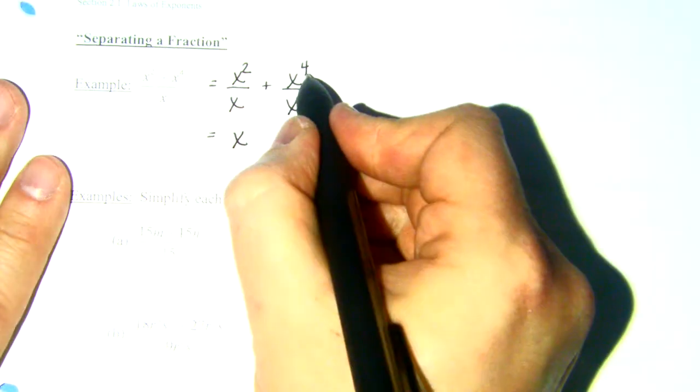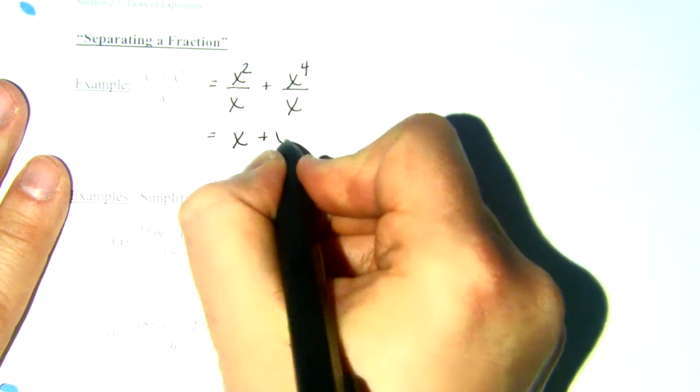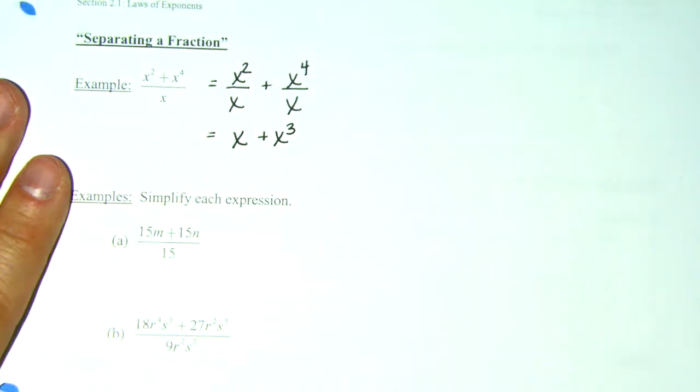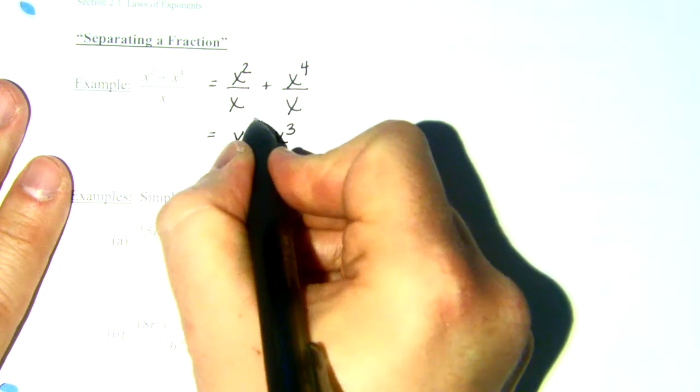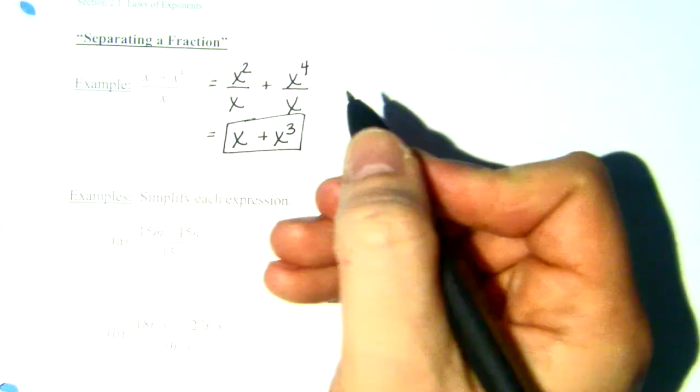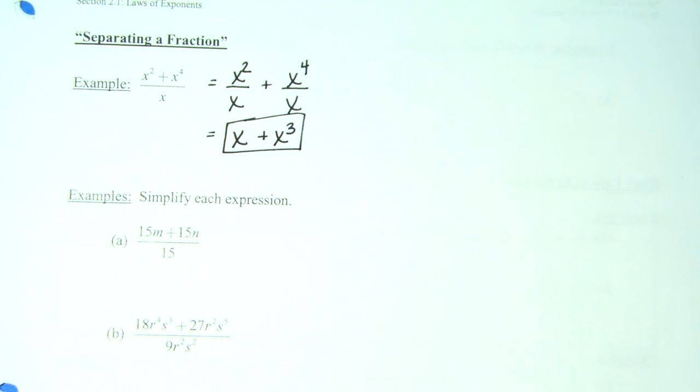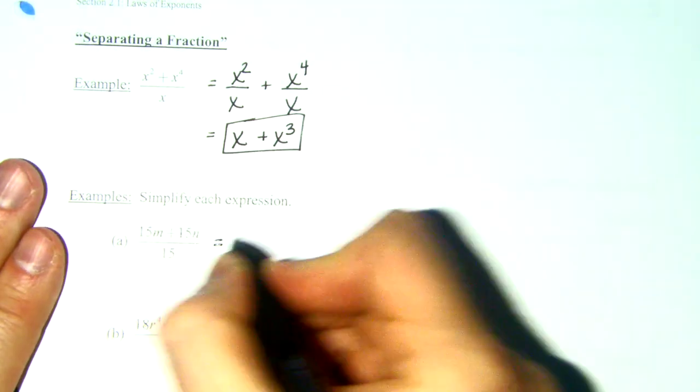Well, x squared divided by x, that's just going to give me x. X to the fourth divided by x, that's going to give me x to the third. I'm getting x plus x to the third. They are not like terms. You can't go further, so that's the final answer. We're going to start by separating our fraction by dividing any term that we have in the numerator by the denominator. We'll simplify, and then we'll see what we're left with.